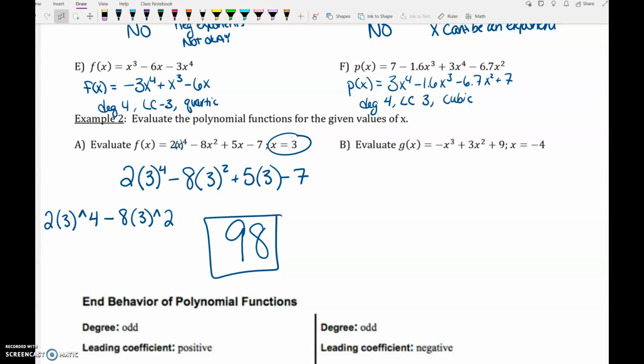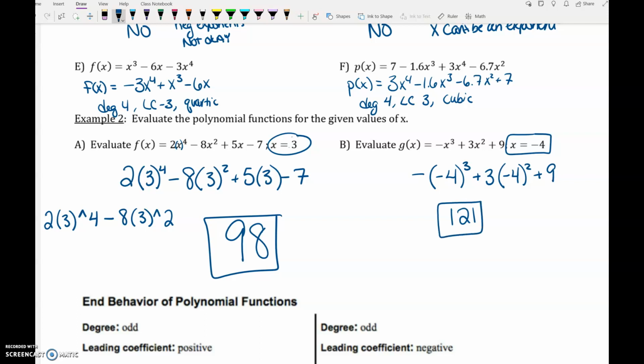In example B, this time we're plugging in x equals negative 4. So we are doing negative parentheses negative 4 to the 3rd plus 3 parentheses negative 4 squared plus 9. Pause the video, type this into your calculator. If you got 121, you did this correctly. If you did not use parentheses, you may have gotten 25 as your answer.